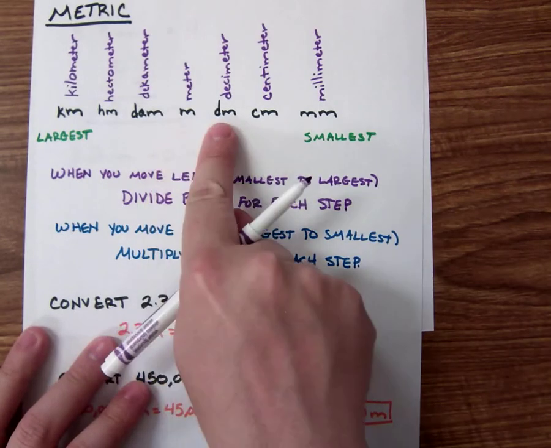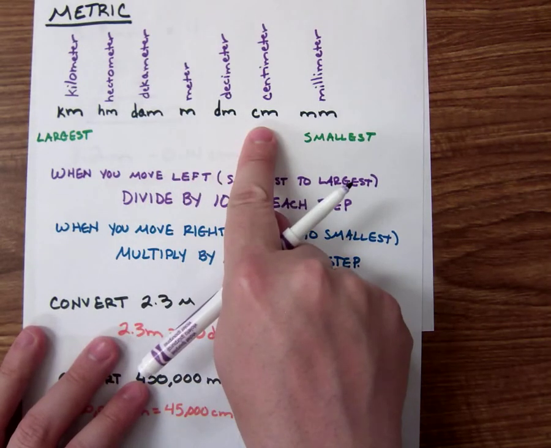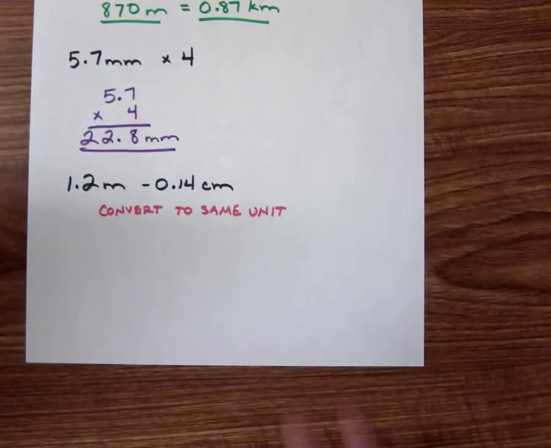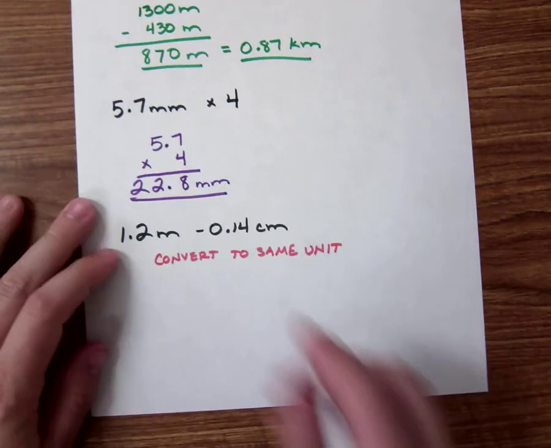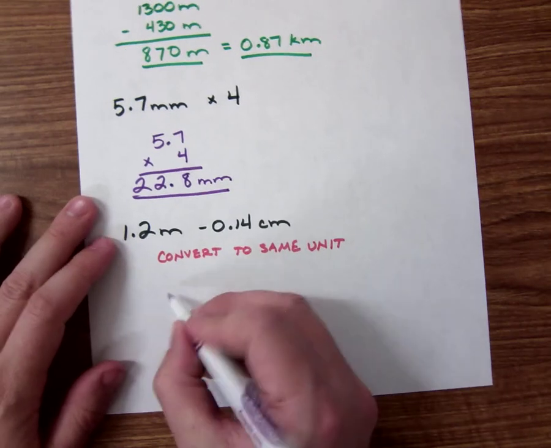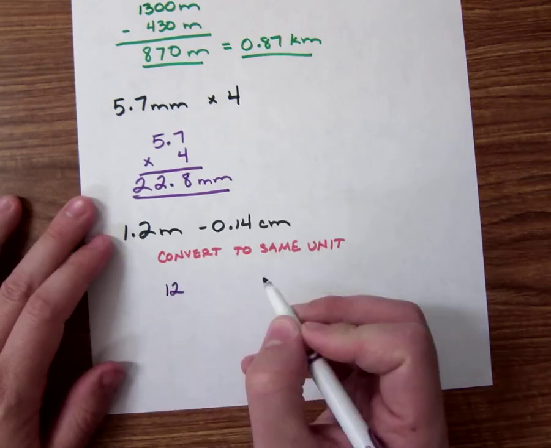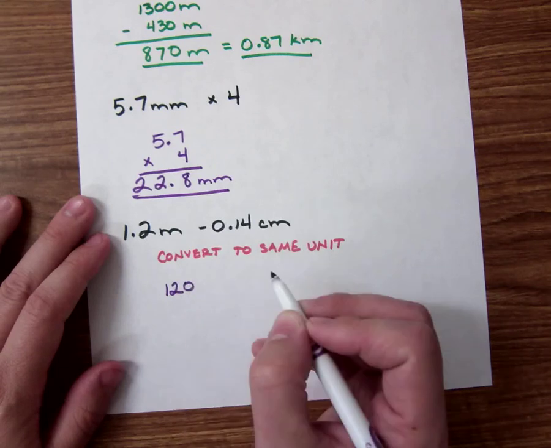I need to multiply by how much? Twice, right? 10 times 10, which is 100. So I do 1.2 times 100. 1.2 times 10 is 12. Times 10 again is 120.